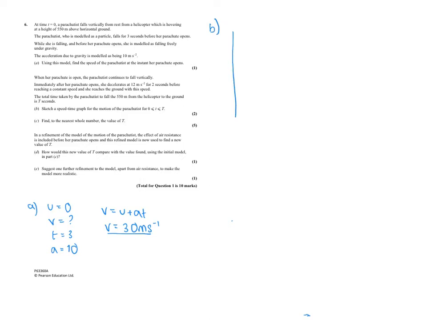We're then going to sketch a speed time graph. So we know in the first 3 seconds, it's got the acceleration due to gravity, so constant acceleration of 10. So we know it's a straight line, straight up, that happens for 3 seconds, and it goes until the velocity is 30 meters per second.